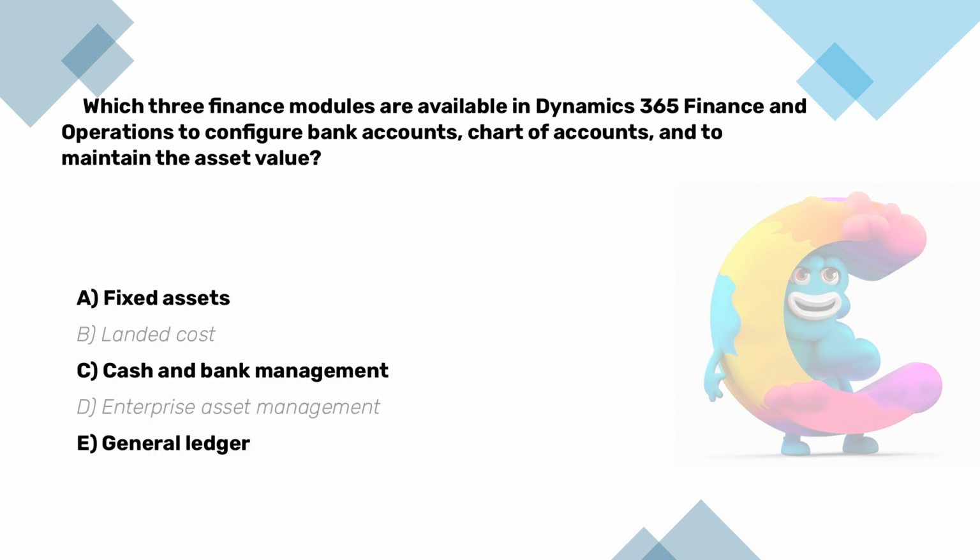Fixed assets is essential for managing the life cycle of fixed assets. It allows organizations to maintain the value of their assets and ensures compliance with accounting standards. Cash and bank management effectively handles the configuration of bank accounts and maintains asset values by tracking both physical cash and electronic banking transactions. The General Ledger module is the core of financial management in Dynamics 365 Finance. It includes the chart of accounts and is used for recording all financial transactions, providing a comprehensive view of the company's financial position.